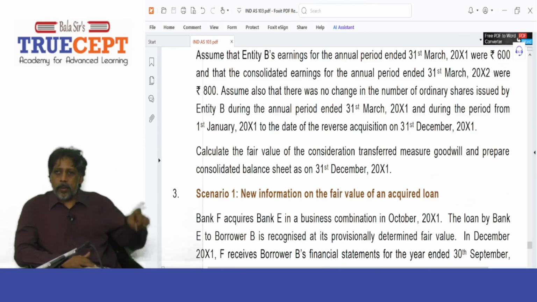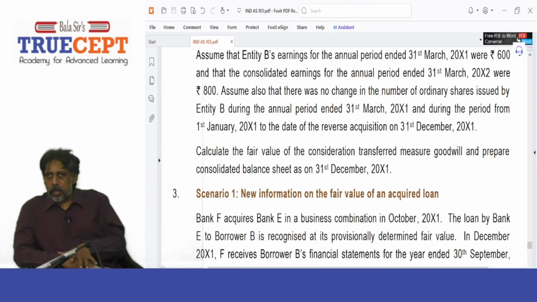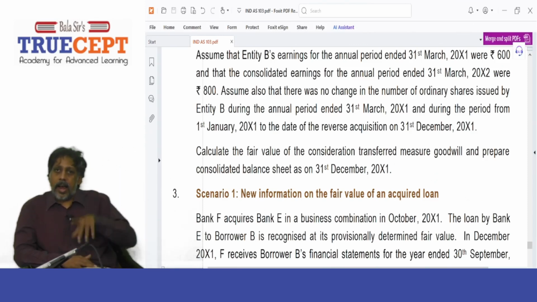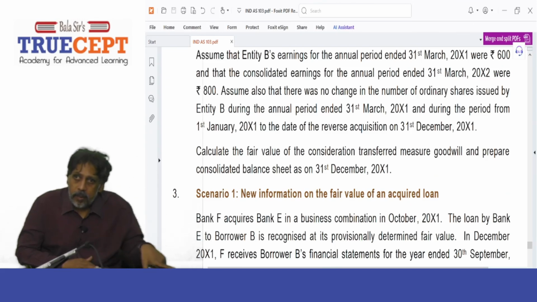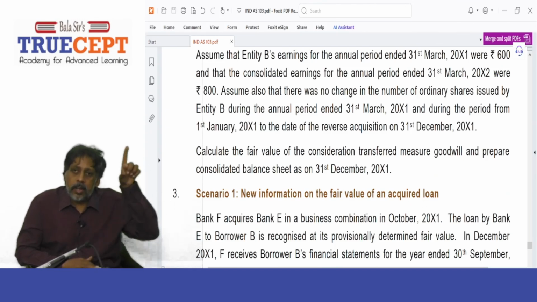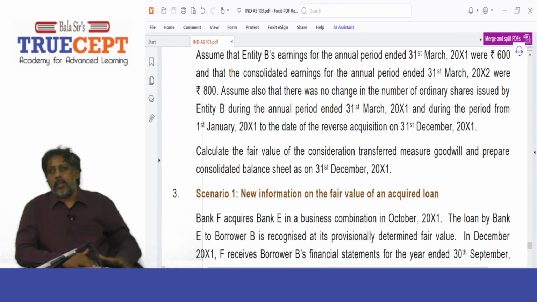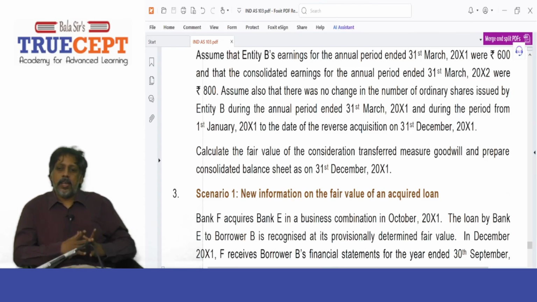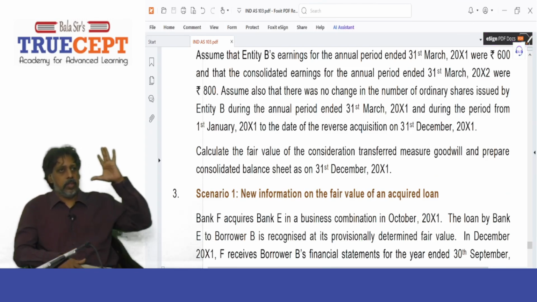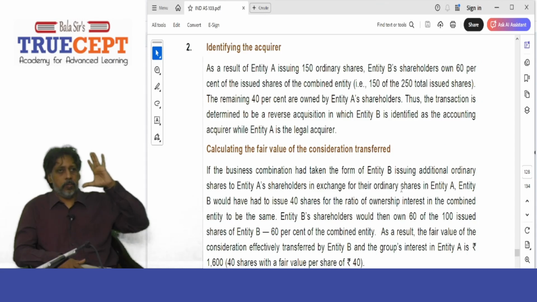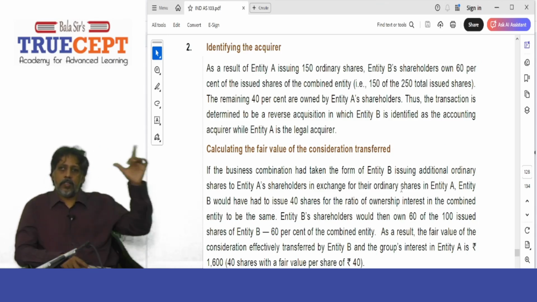Remember, because B is the accounting acquirer, I am supposed to calculate, had B acquired A, what would have been the consideration paid by B to the shareholders of A? 100 into 60. Exactly, that's a shortcut. You can do that. So, how many shares are outstanding in A Limited? 100. Yes or no? 100 shares. And what is the price per share? 16. What is 100 into 16?